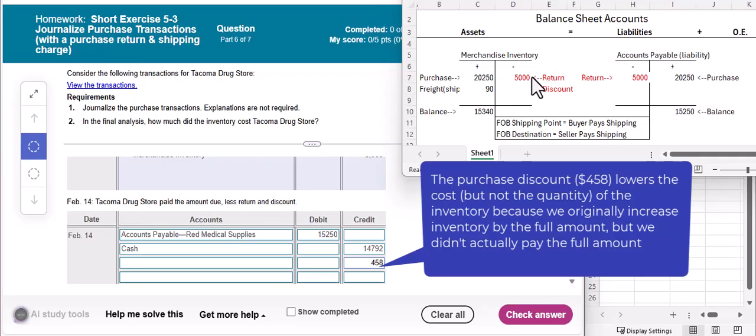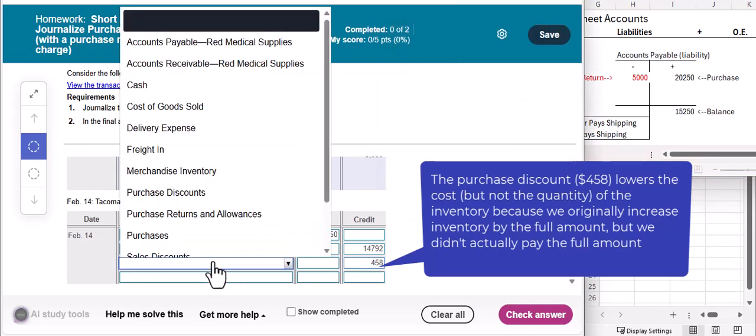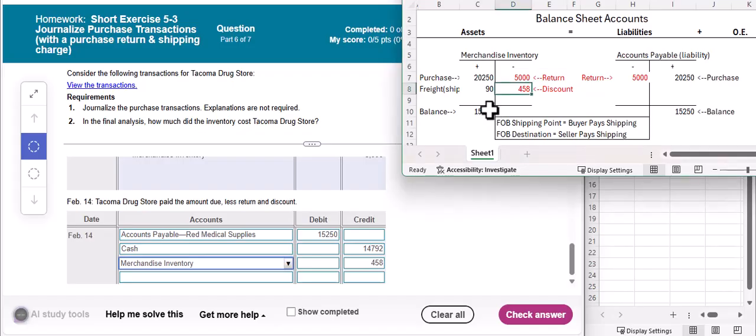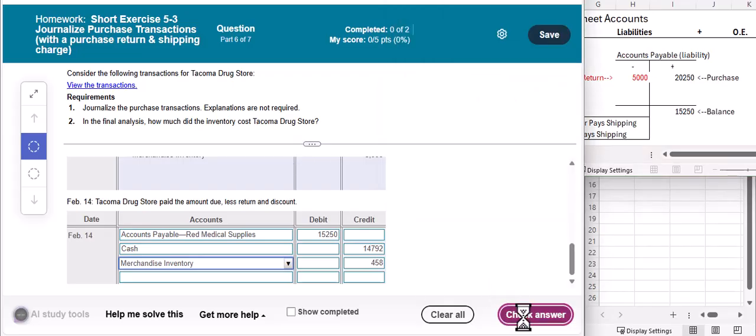So anyway, this $458 represents the cost of inventory going down. That is why we are going to credit merchandise inventory here. So then let's go ahead and update our merchandise inventory balance here, less that discount. That is going to give us an inventory cost of $14,882. So let's go ahead and check our answer in MyAccountingLab.